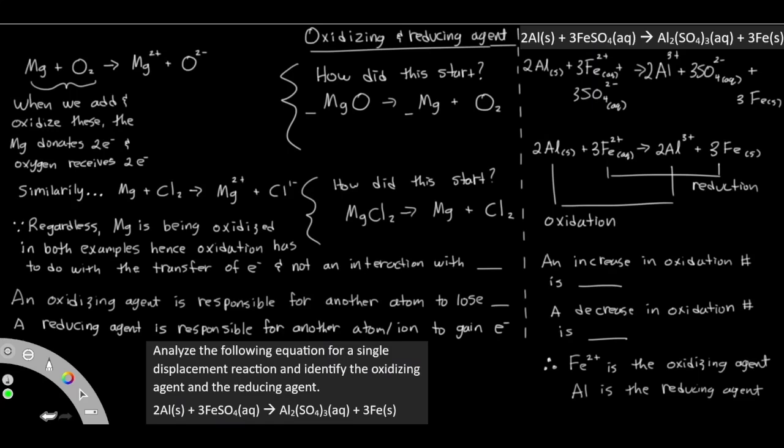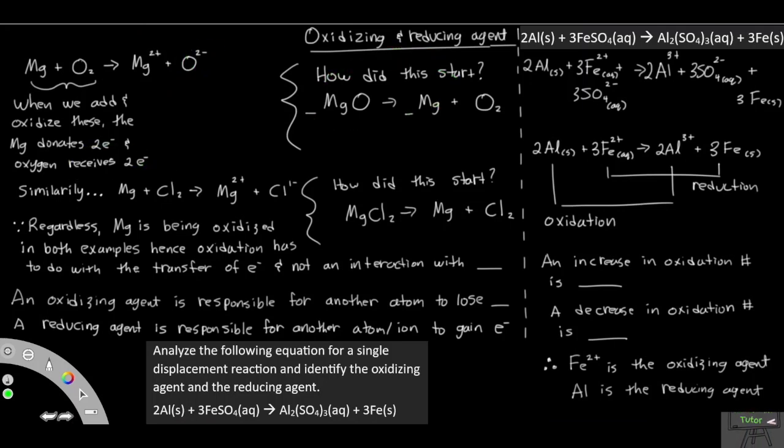Oxidizing and reducing agent. When we look at this example over here, we have Mg and O2. This Mg becomes more positive because it lost the electrons. It donated the electrons, so it's a little bit more positive. The oxygen over here received 2 electrons, so it's a little bit more negative, as written here.